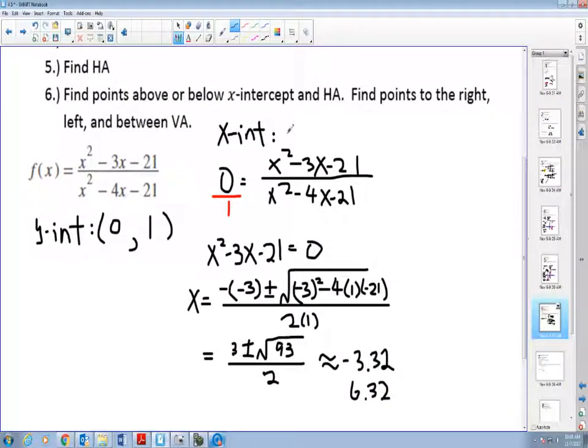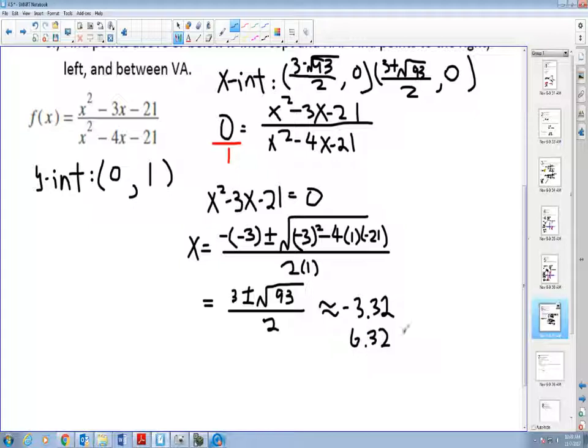Alright, so as far as the x-intercepts are concerned, my x is (3 minus square root of 93) over 2, and the other one is (3 plus square root of 93) over 2, comma 0. So these are the exact values of my two x-intercepts. I'm having the decimals in just to give me a guide on where I will actually cross over the x-axis in a minute. Alright, so here is my function. Let's find the vertical asymptotes.